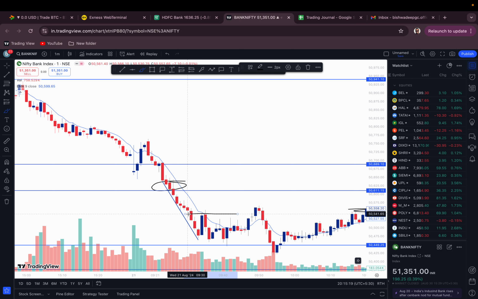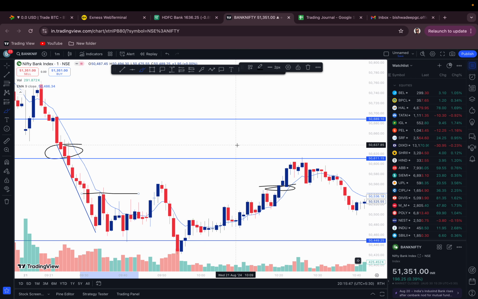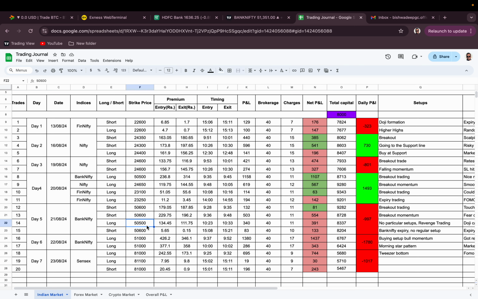So again I drew this resistance line, and it should be coming down in the downward movement. But since it was a strong support line over here, the market was wasting time at that moment. So I lost my premium over here, above 554 rupees. Then I took the long position at 1023, yes, 1023.